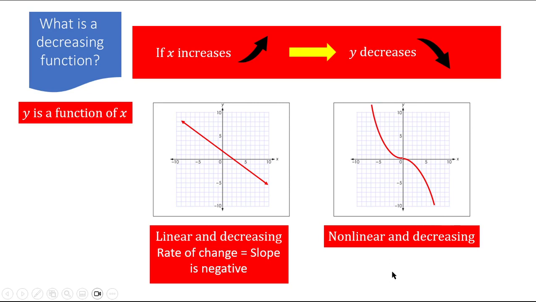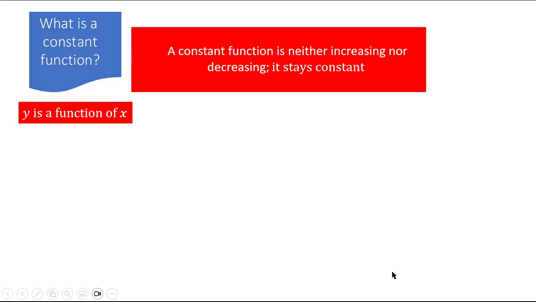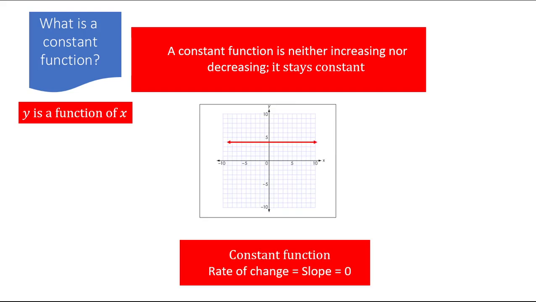What is a constant function? A constant function is neither increasing nor decreasing. It stays constant. Here's an example. It stays constant. There is no rate of change. The rate of change is 0. The slope is 0.